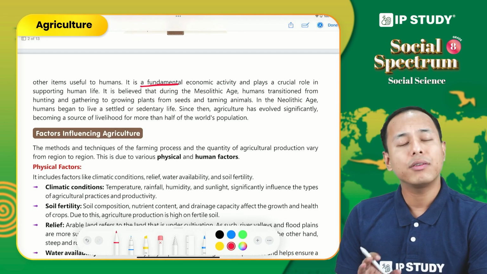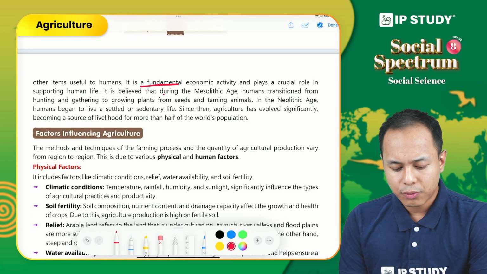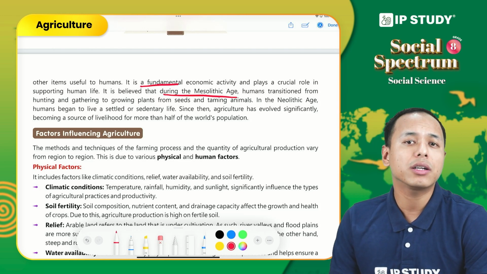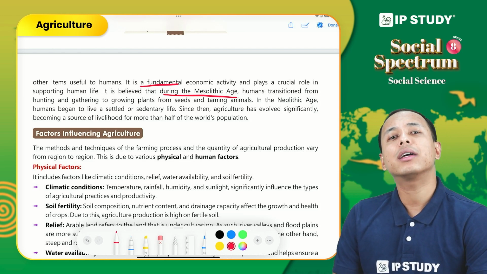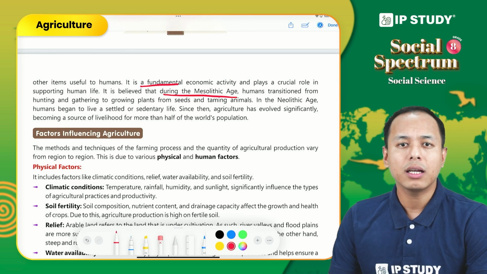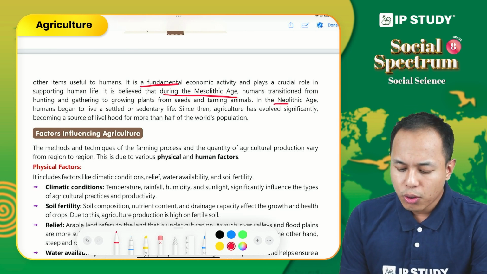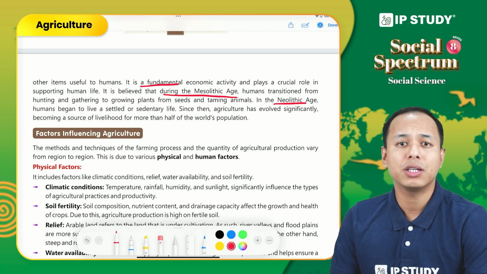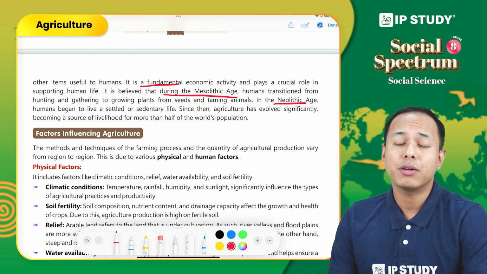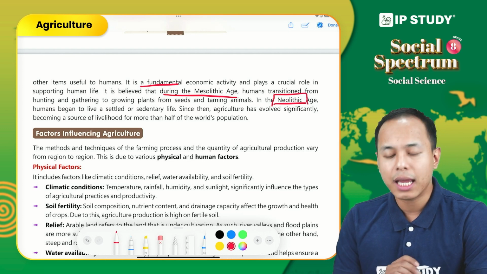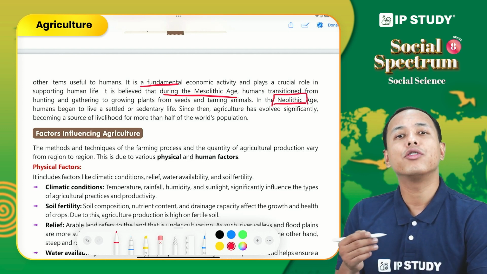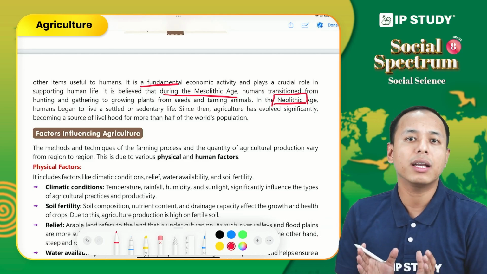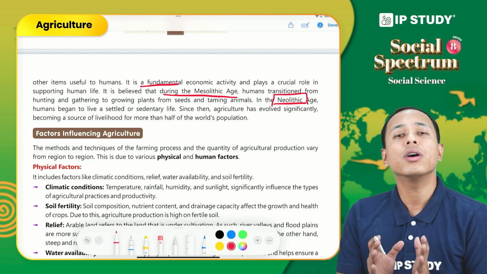If we look at the history of agriculture, it was during the Mesolithic age that humans gradually learned to cultivate crops, and they shifted from hunting and gathering to cultivating crops. And it was during the Neolithic age that humans started living a sedentary life. Before, they were nomads, moving from one place to another. They started having permanent settlements where they cultivated crops and also reared animals.